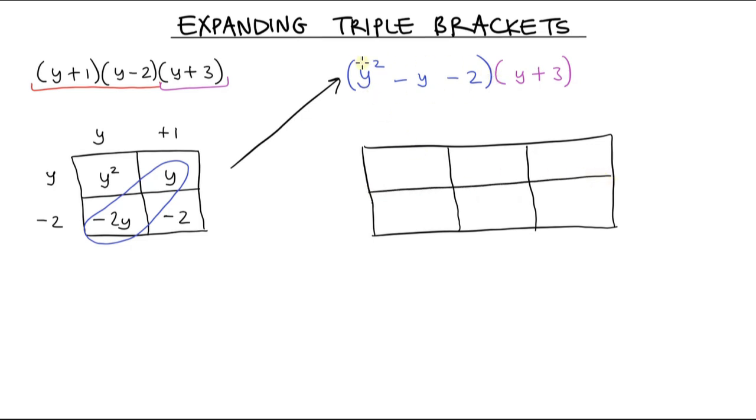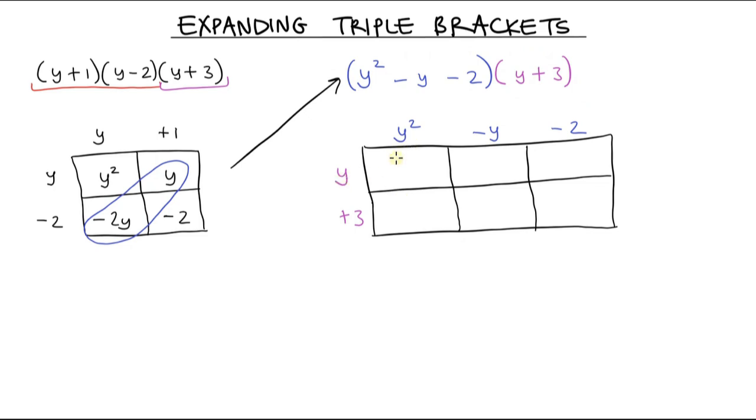So along the top, I'm going to put what's in this bracket. So I've got y squared minus y and then minus 2. And then down the side, I'm going to have y and then plus 3. So again, we're going to multiply everything in this bracket by everything in this bracket.